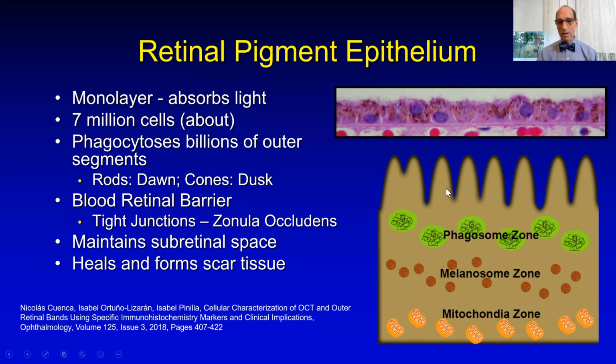And the RPE cells also maintain the subretinal space. They have a pump that pumps fluid out. And they unfortunately heal and form scar tissue. So that's why when you see someone with a scar from macular degeneration, it's the RPE cells usually that cause the scarring.